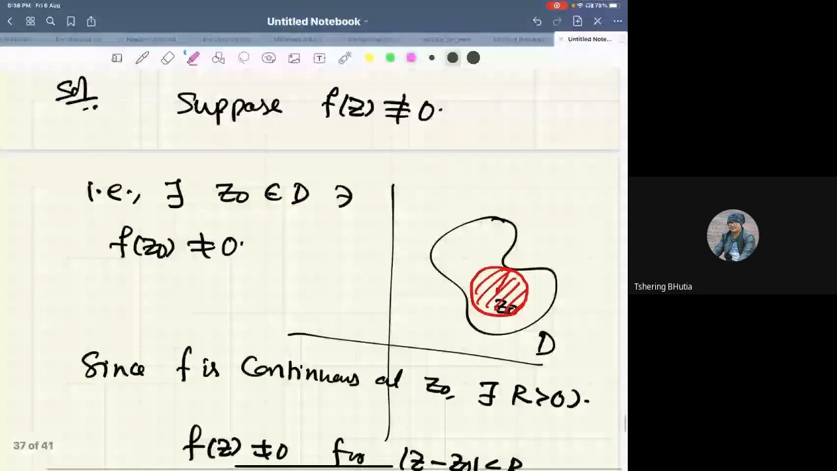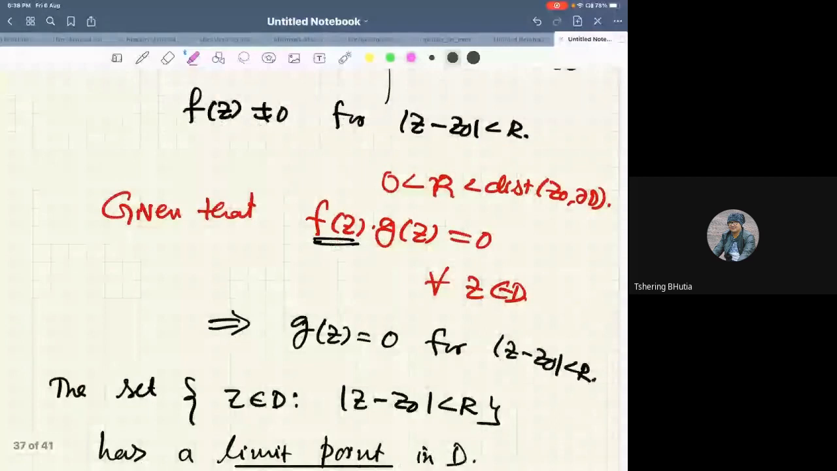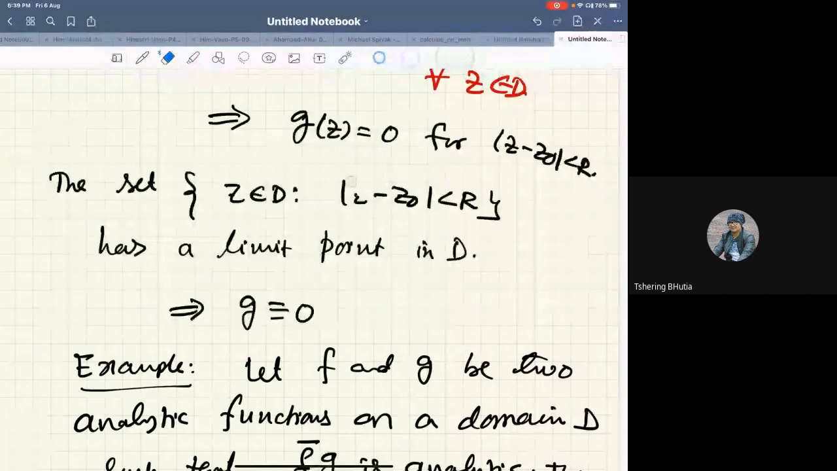Okay, sir. So after that, in the next example, can you, sir, go a few pages down? Little bit down, sir. So here the set Z belongs to D. Instead of that line, can you say it as a limit point in D? Okay, if you want to say that, I will rewrite this one.